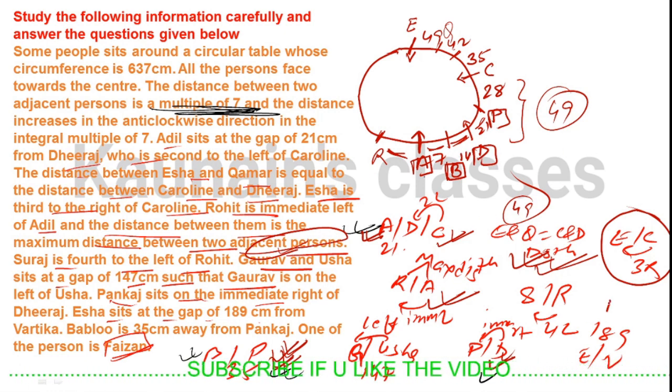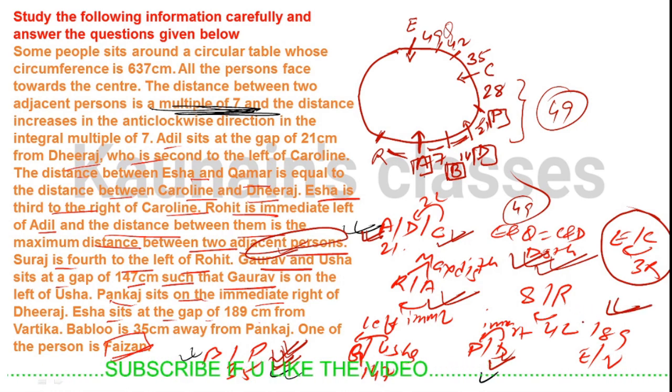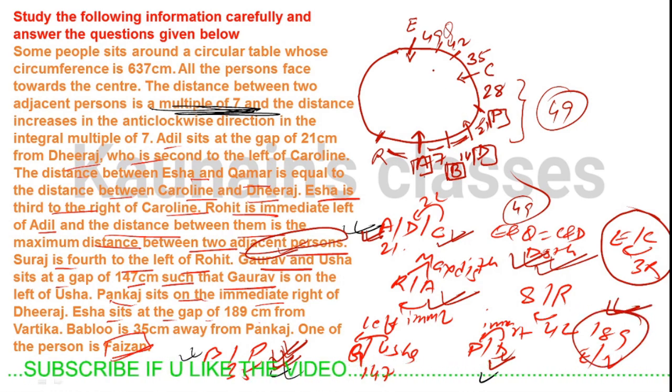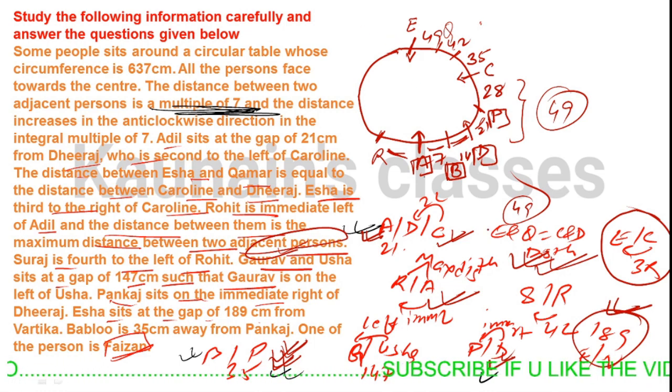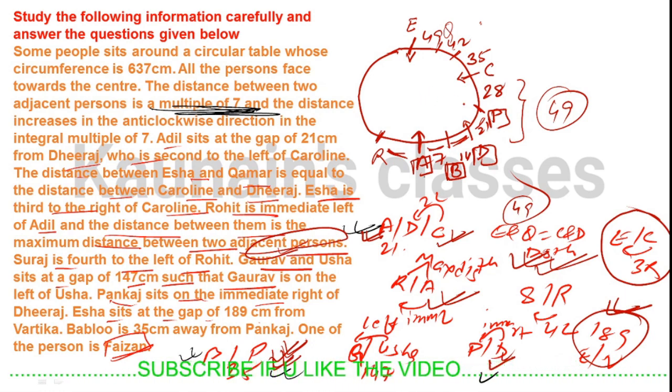We know that the distance between E and B is 189 centimeter. If we move this side, there is only one place left, this place, and we can't place B here. So let's move further. 189. We know we need 9 at the unit place.